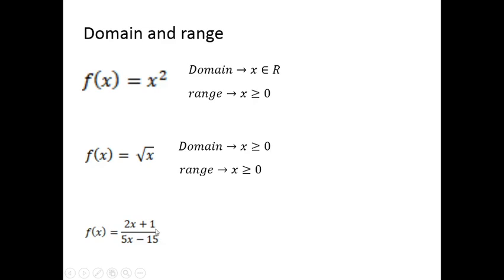Here, you won't get a question this difficult in the exam, but the domain here is x can't equal 3, because 5 times 3 is 15, and 15 take away 15 is 0, and you can't divide by 0. Okay, it's undefined, and so the domain here is x is not equal to 3.